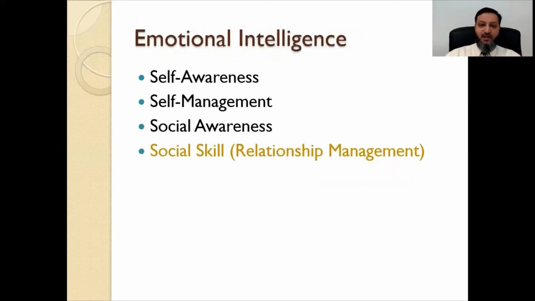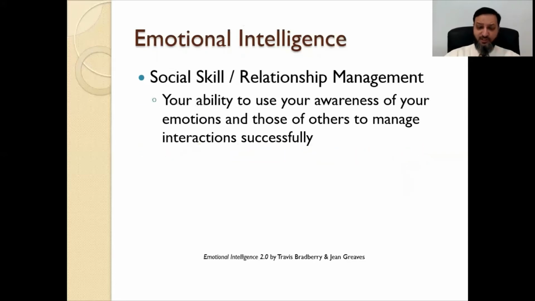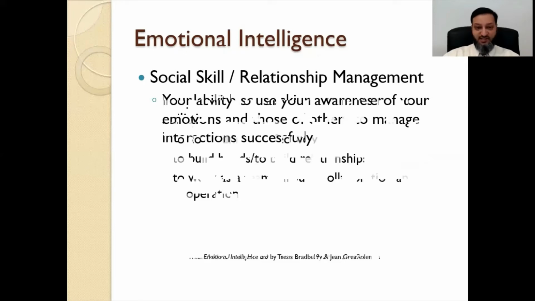Okay, so now let's talk about the fourth and final component of emotional intelligence, which is social skill. Again, this is the ability to develop strong relationships with other people. This really is the goal of emotional intelligence, whether you're a healthcare provider doing that for your patient, or you're in some leadership role working with your team. It is so important. It's your ability to use your awareness of your emotions and those of others to manage interactions successfully.